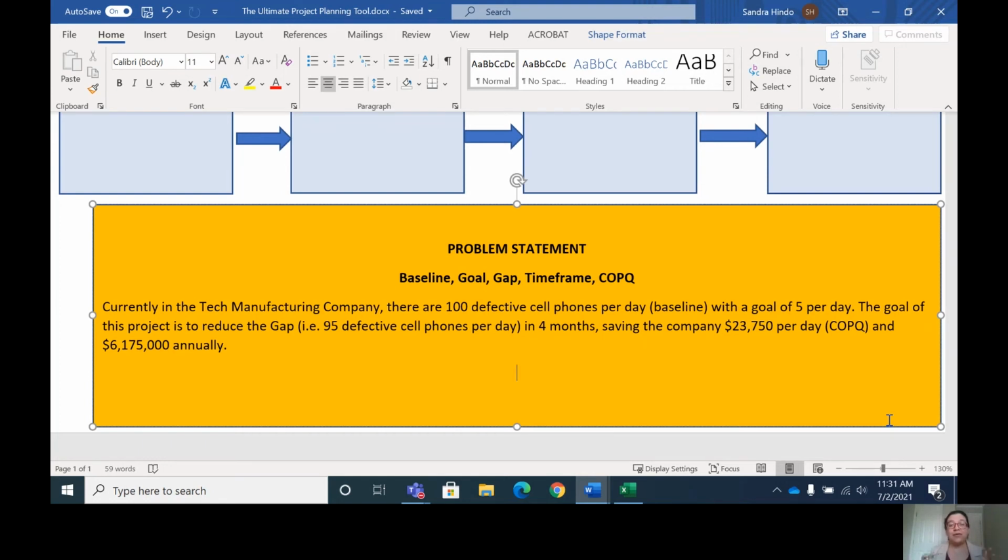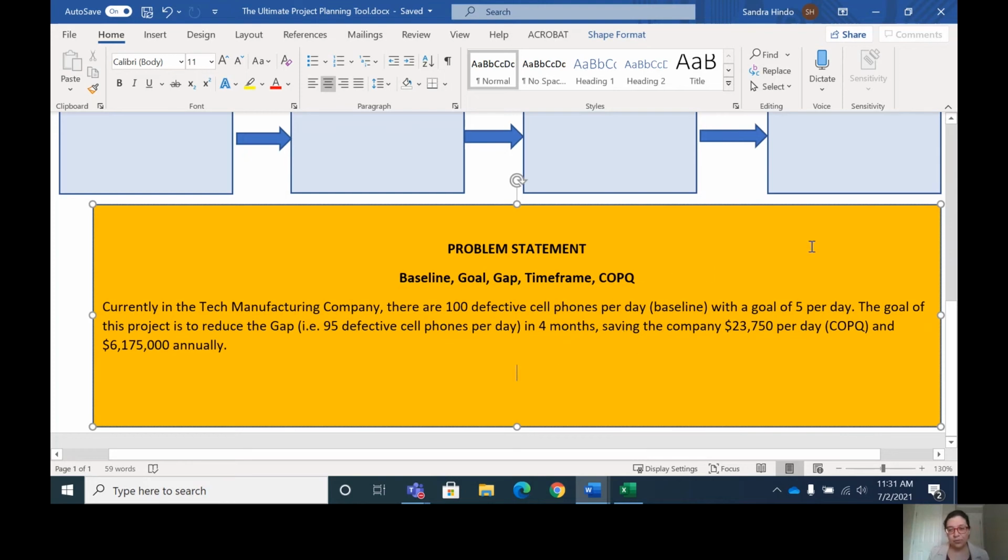And then you have your gap. Your gap is simply baseline number minus your goal number. So 100, where you are at this moment, minus 5, where you want to be, that's 95. Your gap equals 95. How long is it going to take you to go from 100 defective cell phones per day to 5? Well, as a team, we determined it was going to take 4 months.